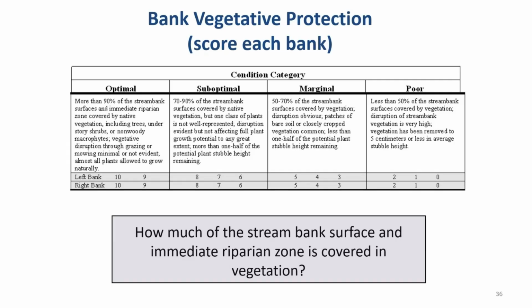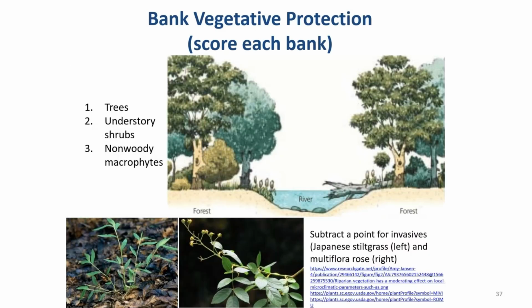So say you had decided that you wanted to give it a number 8, but there were a lot of invasive species, then instead you would give it a 7. You just subtract that 1 point. That way we're kind of consistent. We're doing our scoring consistently.